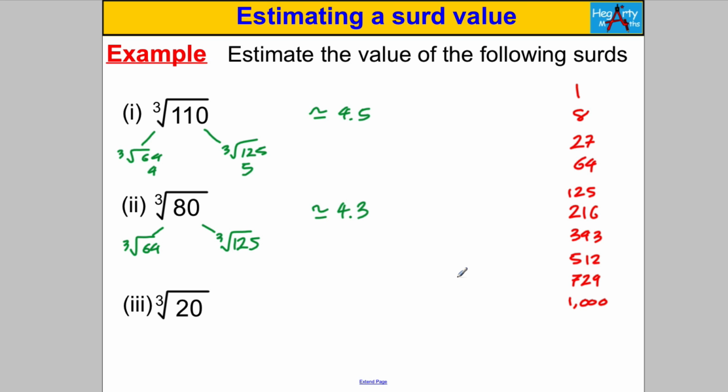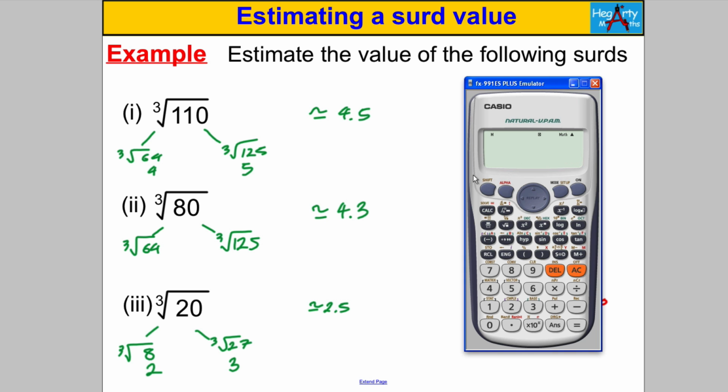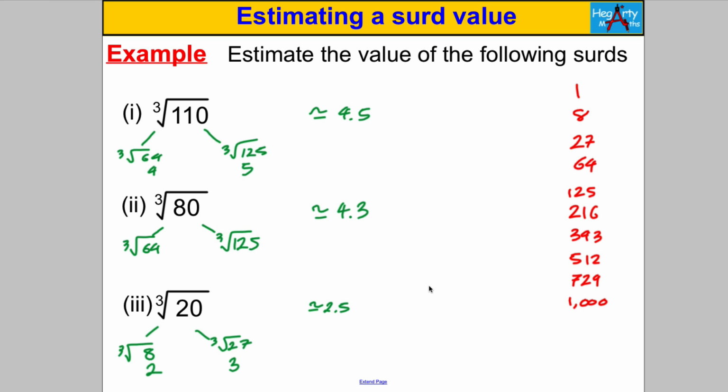Perfect. And the cube root of 20, well I know that 20 is between the cubes 8 and 27, so that's between the cube root of 8 and the cube root of 27. The cube root of 8 is 2, the cube root of 27 is 3, so I'm going to guess about 2.5. And let's check on the calculator if I'm close. The cube root of 20, 2.7, not too bad at all.